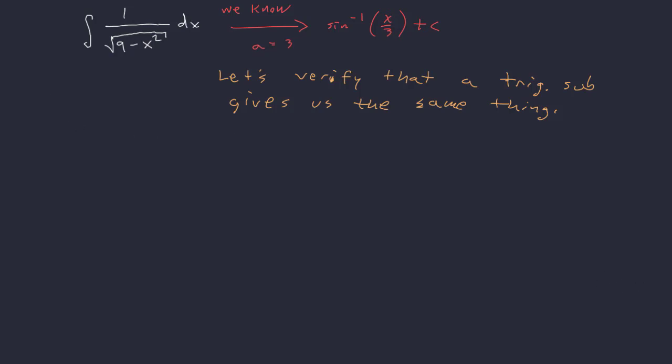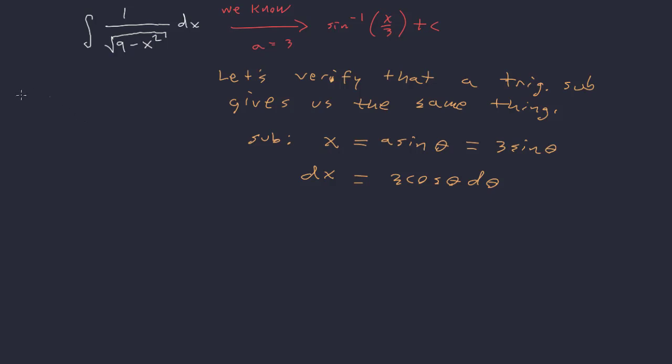So for our trig substitution here, our a is 3, so the substitution we'll use is that x is equal to a sine theta. This is a sine pattern. It won't always be a sine theta, but that's just because it's a sine pattern. So it'll be 3 sine theta, and that makes dx equal to 3 cosine theta d theta.